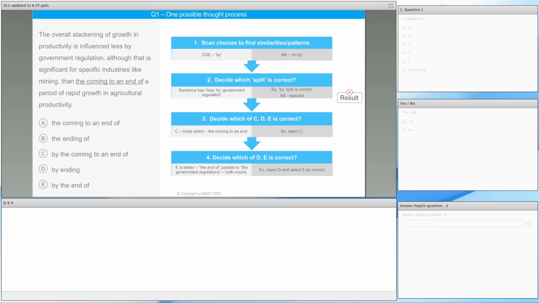So both are noun entities, so grammatically that looks good. So I reject choice D and I go with choice E. And that's what 45% of you did.